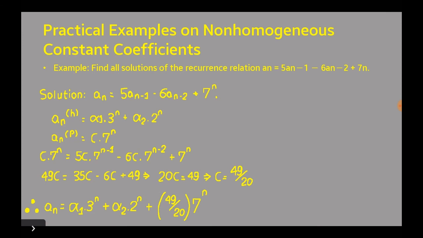Therefore, the solution of the non-homogeneous recurrence relation is a_n = alpha_1 times 3^n + alpha_2 times 2^n + (49/20) times 7^n.